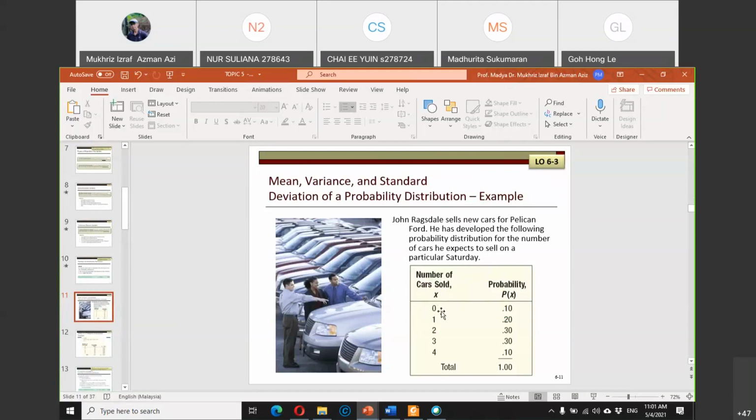The probability of selling 0 cars is 0.1. The probability of selling 1 car on a particular Saturday is 0.2, and so on until selling 4 cars, which is 0.1. So in a second-hand car shop or company, you can imagine the probability of selling 0 cars in one particular Saturday, or 1 car, 2 cars, 3 cars, or 4 cars. This is the associated probability for each of these events. 0 cars, 0.1, and the sum is equal to 1.